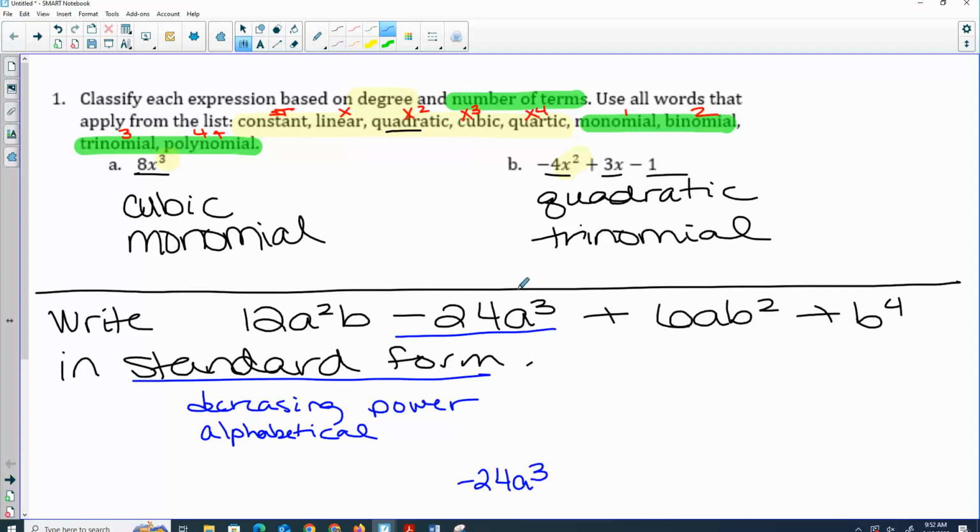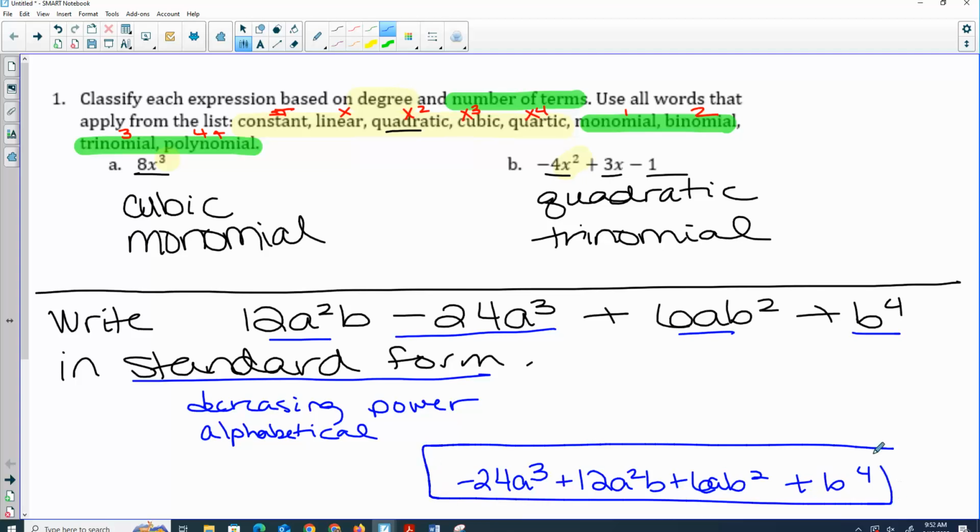Okay, my next biggest power of A is right here. So that was a positive 12a squared b. My next highest power of A is right here, 6ab squared. And my last one, it doesn't have any a's, so we just put that b to the fourth. So standard form is your biggest to smallest exponent. If there's multiple variables, just do it off the one that comes first in the alphabet.